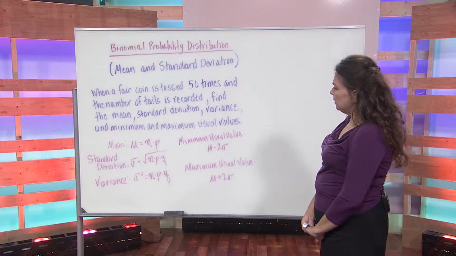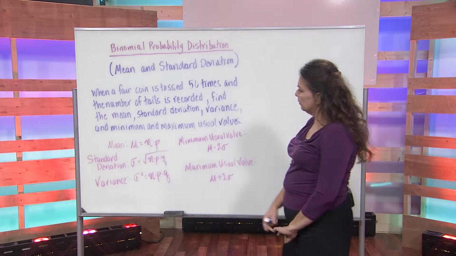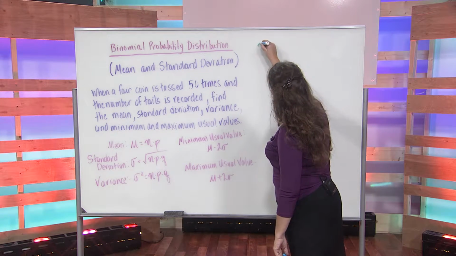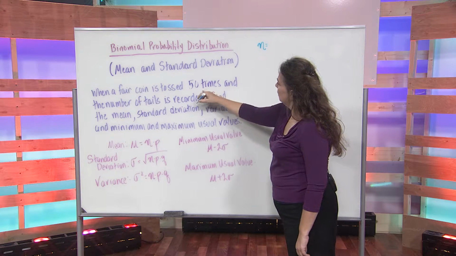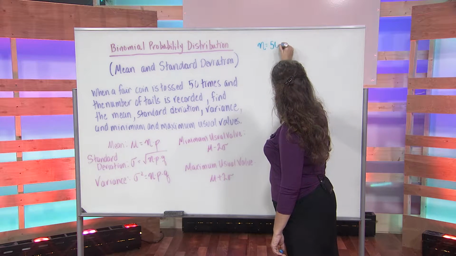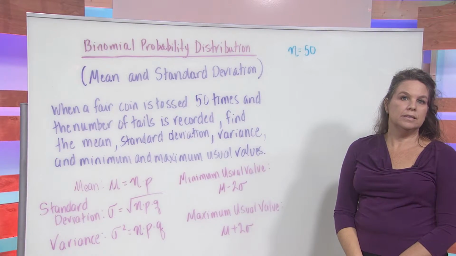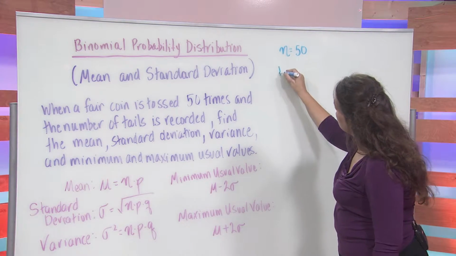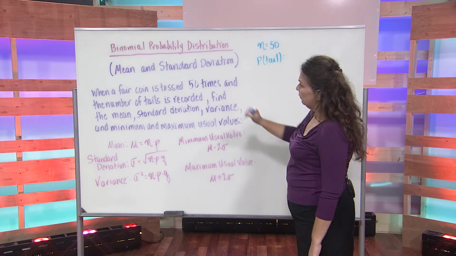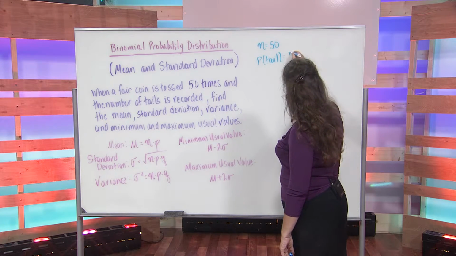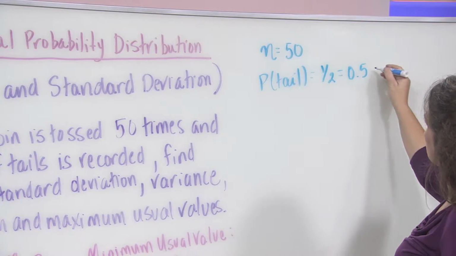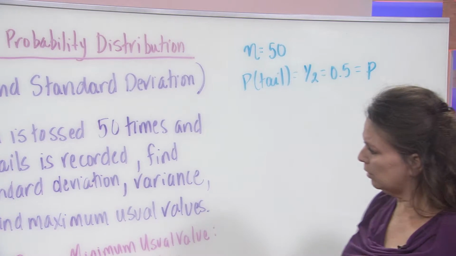Go ahead and identify the elements that we need, though. For the first one, we need n and p. So n is the number of times that we're tossing this coin. So we're tossing it 50 times. So we have that n is equal to 50. Now, the probability of a success, that is the probability of getting a tail, with this fair coin, is 1 out of 2, or 0.5. And that's our p-value for our mean formula.